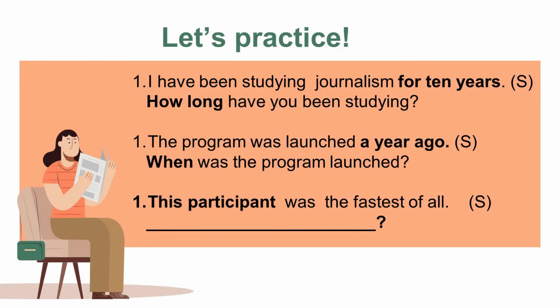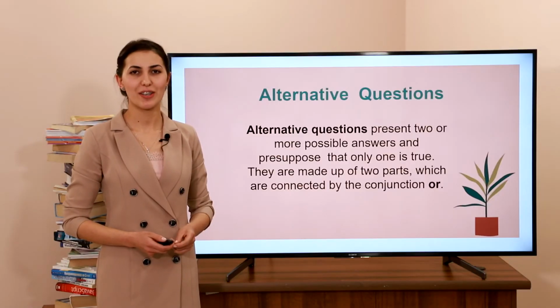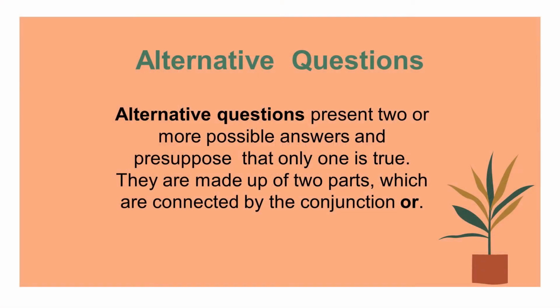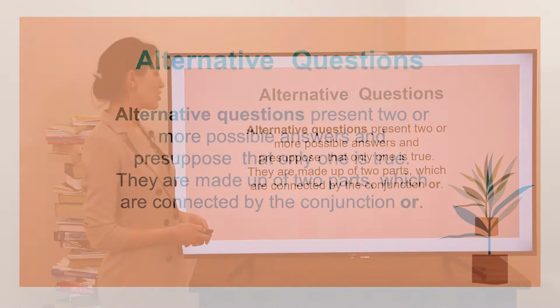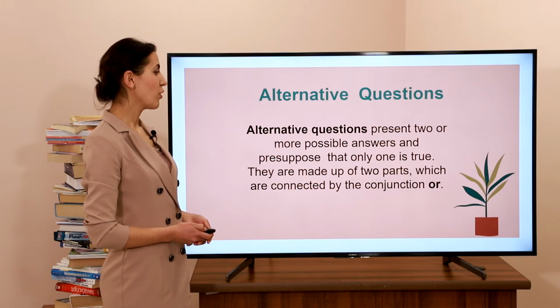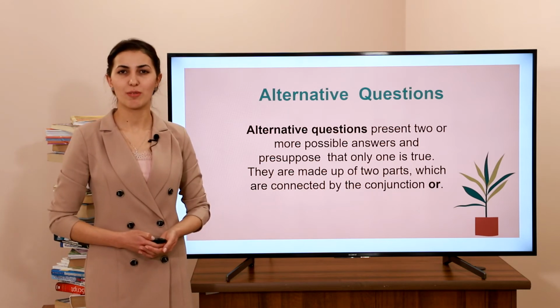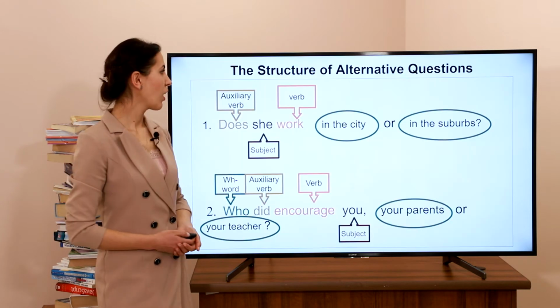Let's go on. The third type of the questions are the alternative ones. Alternative questions present two or more possible answers and presuppose that only one is true. They are made up of two parts, which are connected by the conjunction or. Now let's see how we form these types of questions.